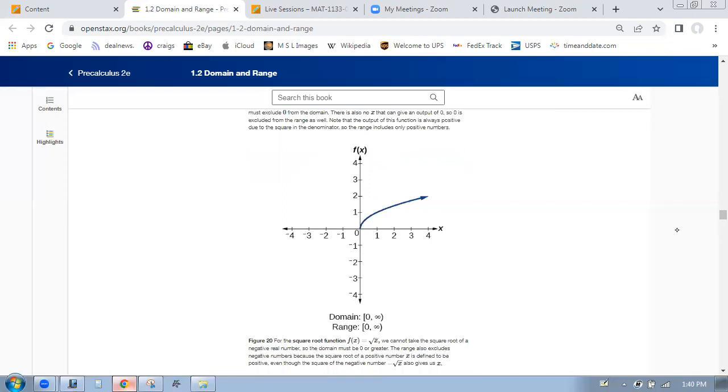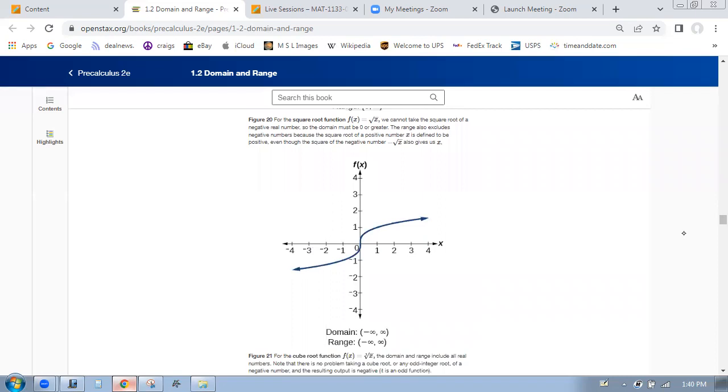There's a square root of x. All right, so the domain, you can't take the square root of a negative number, so there is nothing over here on the left-hand side, right? So the domain starts at zero and goes forever to the right, positive infinity. The range does the same thing. It starts at zero, and then it goes up to positive infinity. So this one, the domain and the range happen to be the same, right? Zero to infinity, including zero.